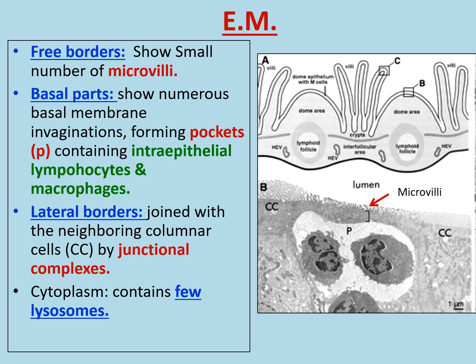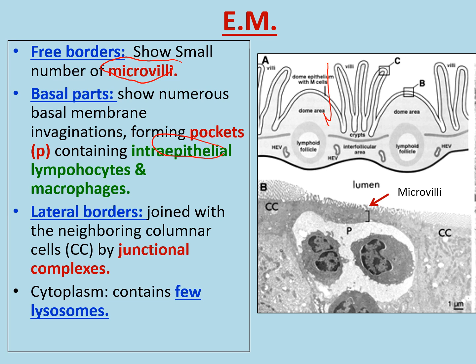As it will be attached to lymphocytes, it will have a number of microvilli to help it in its action, so it can increase its number. Now, what about the basal part? The basal part will show many pockets. This is a pocket, containing intraepithelial lymphocytes and macrophages, for transferring the antigen from the lumen of the small intestine to these lymphocytes and macrophages.